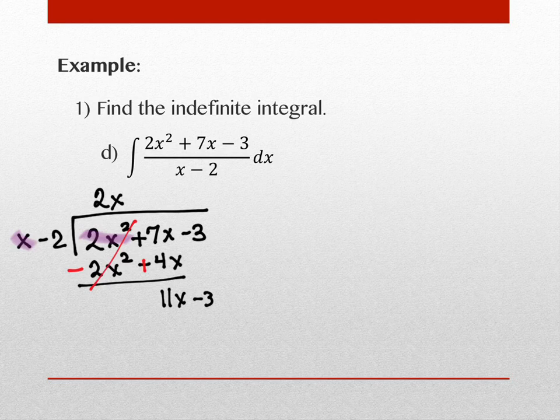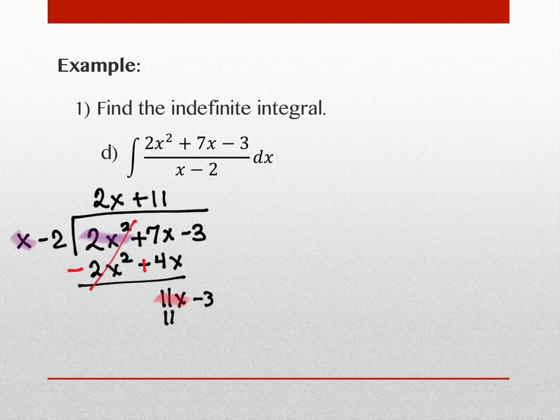Now we're not done, and the reason we're not done is because our value in front, x minus 2, can still go into 11x plus or minus 3. It's still small enough to do that. So we ask ourselves the same question again. What do I have to multiply x by to get 11x? It's 11. So we're going to put plus 11 up here.